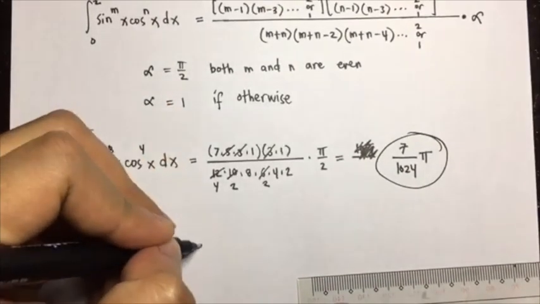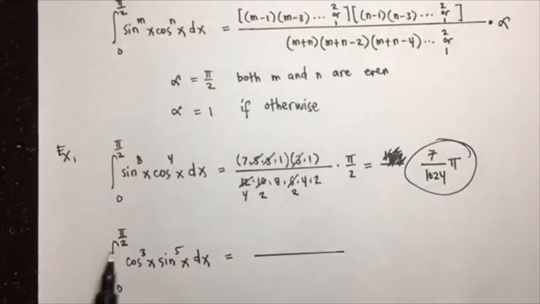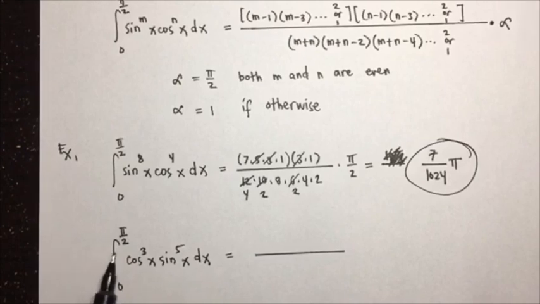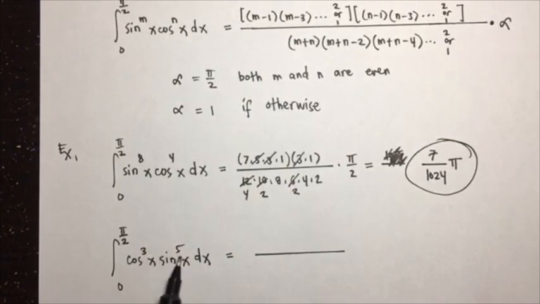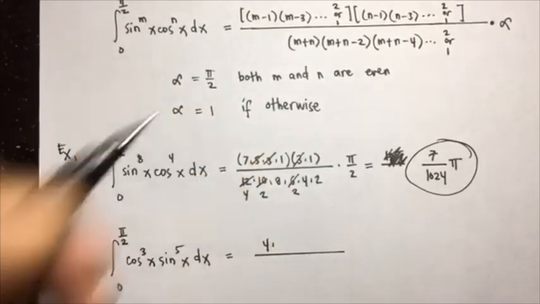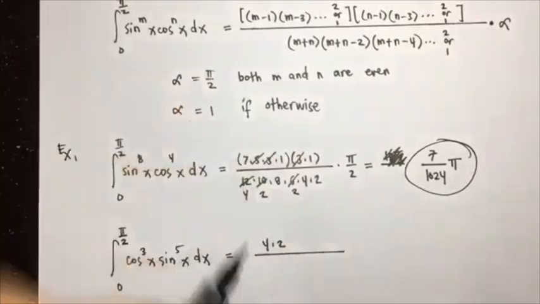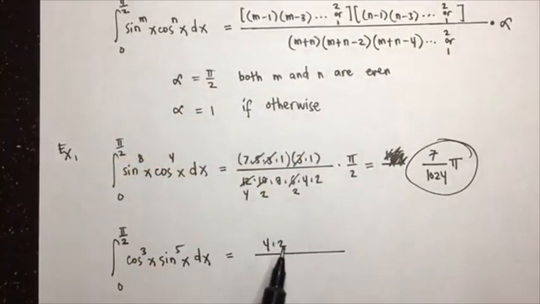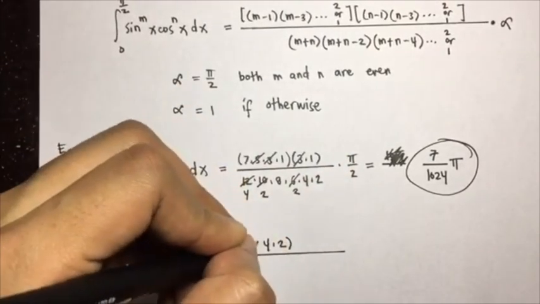So another example, here we have the integral of cosine cube x sine to the 5th x dx from 0 to pi over 2. So using the formula, let's start with m minus 1. M is 5. So 5 minus 1, that is 4, multiplied by 2. Okay, so 4, then 4 minus 2, 2. We stop if we have reached 2 or 1.